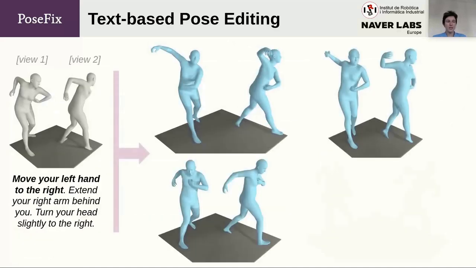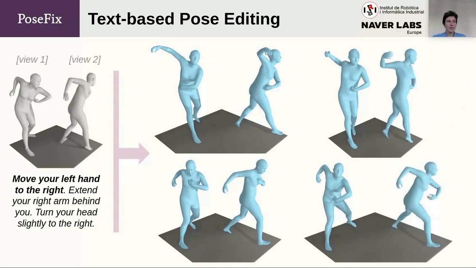As a result, the initial pose can be edited in several ways that comply with the textual instruction. For instance, the model understands well left and right to position the corresponding body parts. Note that some unmentioned characteristics of the source pose are preserved, for instance, the leg opening.